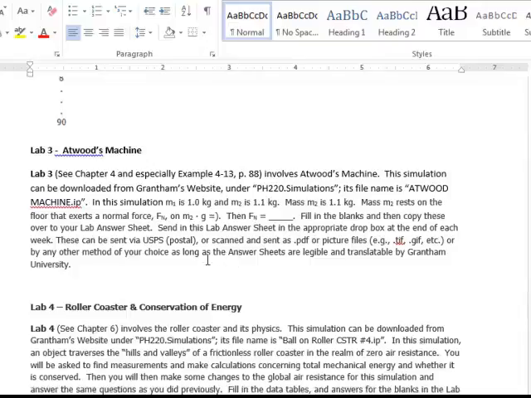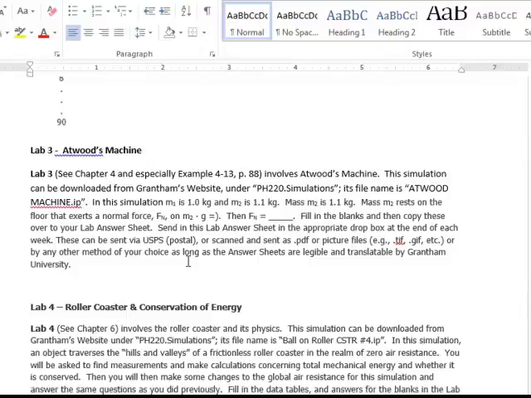I want to go over this in detail because there are some initial conditions to work with. In the simulation, M1 is 1 kilogram and M2 is 1.1. And M2 rests on the floor that exerts a normal force on it. Okay? So you want to calculate what the normal force is when it's suspended. Now that's part of the lab. I'm not going to tell you that, but it's not as straightforward as you would think.